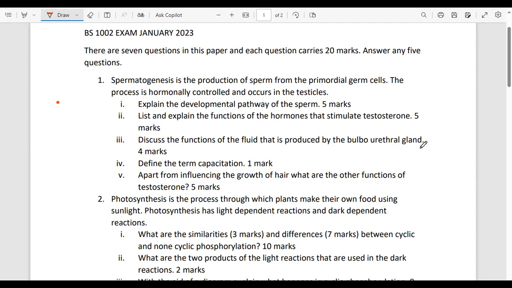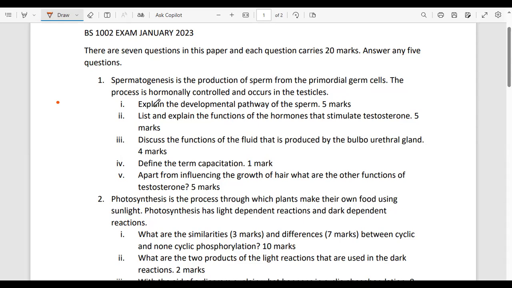For the sake of time, I've already written the answers, but here I'll be explaining how I got those answers. The first question is on spermatogenesis. They say spermatogenesis is the production of sperm from the primordial germ cells. The process is hormonally controlled and occurs in the testicles.